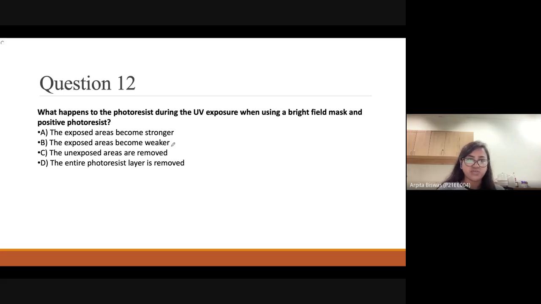So the next question is, what happened to the photoresist during the UV expose when using a bright field mask and the positive photoresist? The first option is the exposed areas become stronger. The second option is the exposed area become weaker. And third option is the unexposed areas are removed. And the fourth option is option D. The fourth option is the entire photoresist layer is removed. So which one is the right answer?